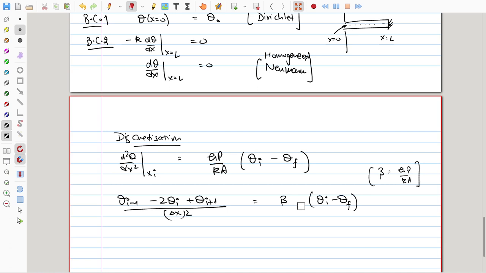So hp by k is just a constant. H is again a constant for a given situation, and p, k, a are some geometrical or physical parameters. So let's call it beta.